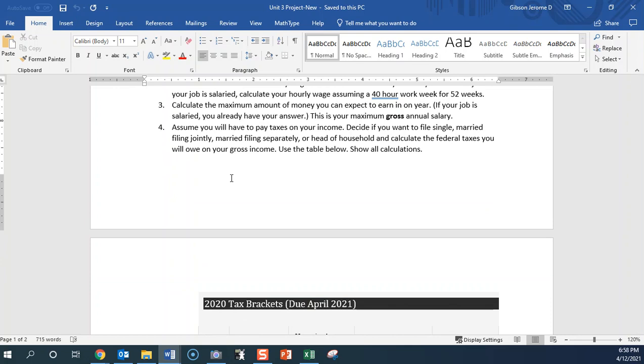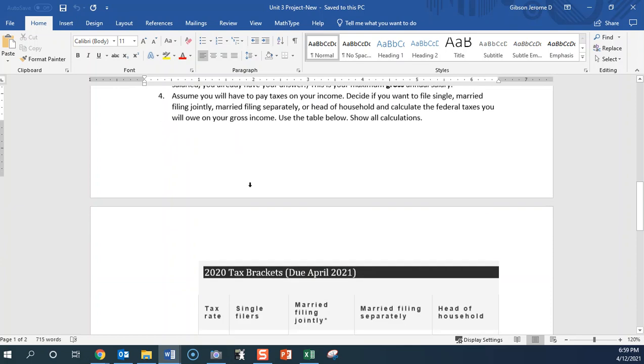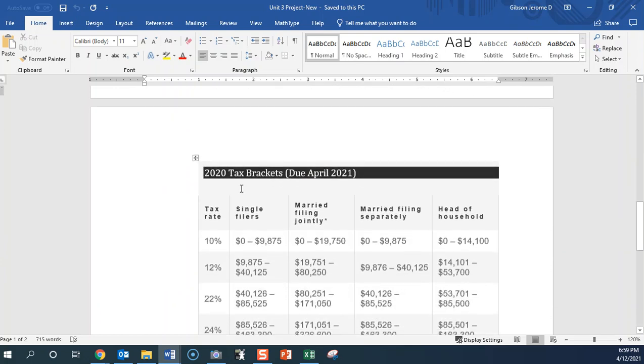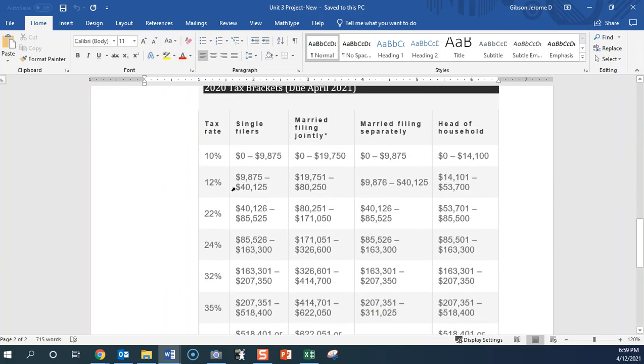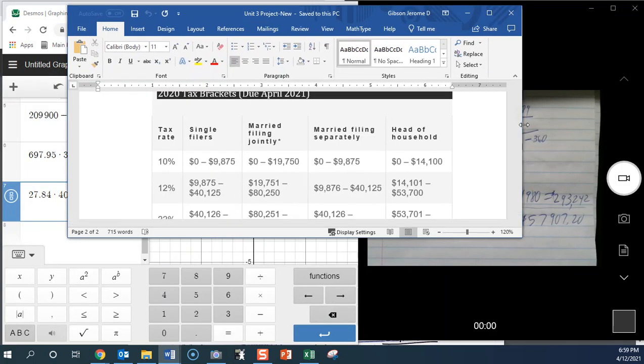Okay, number 4. It says assume you will have to pay taxes on your income. Decide if you want to file single, married filing jointly, married filing separately, or head of household, and calculate the federal taxes you will owe on your gross income. Use the table below. Show all your calculations. Now, the person that I'm using picked married filing jointly. Now remember, their salary was $57,907. So married filing jointly, they'd be in a 12% tax bracket. So let me do this here because I need this side by side.